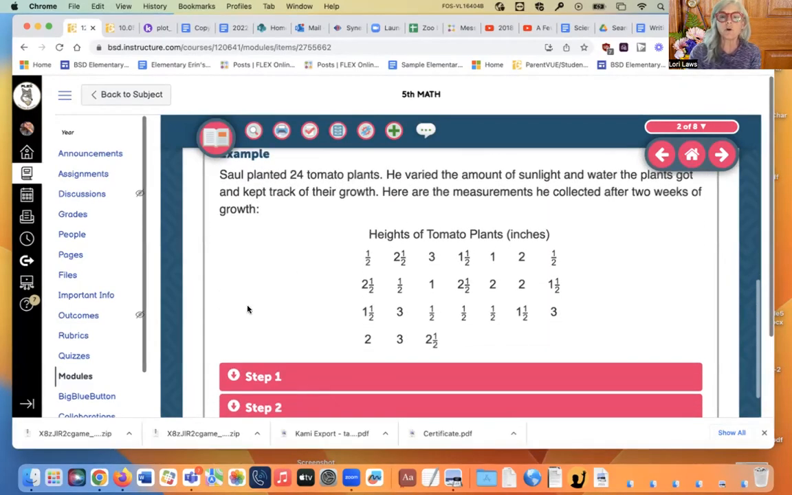So again, they give you a whole bunch of numbers. And the first step needs to be looking at the range of numbers. In other words, looking for the smallest and the biggest number.